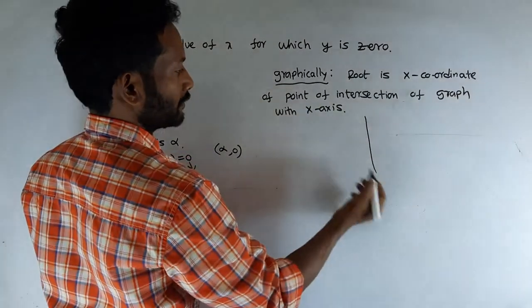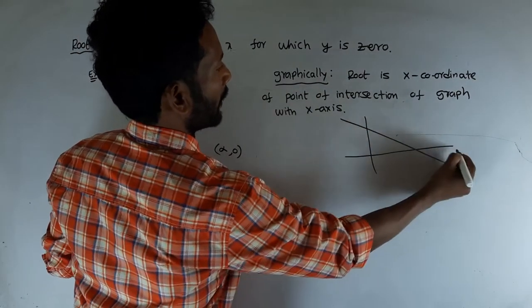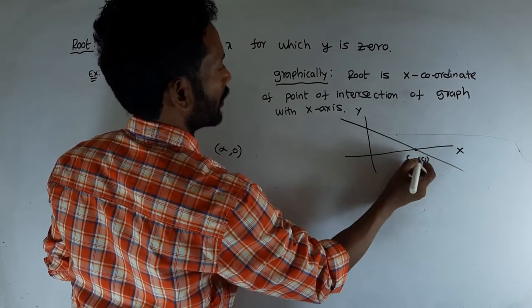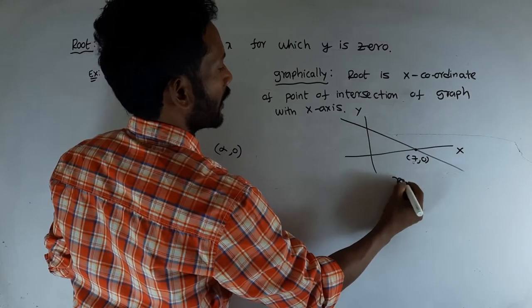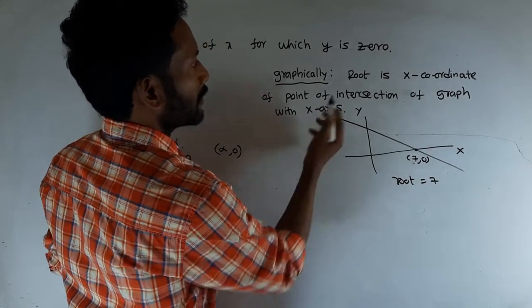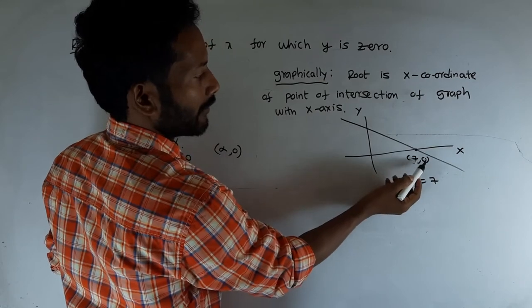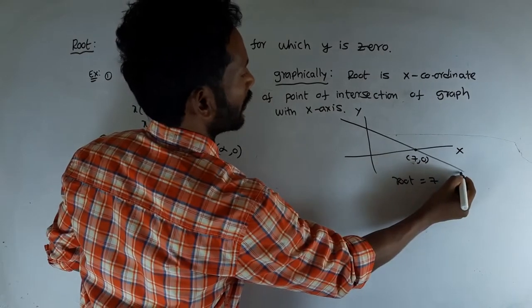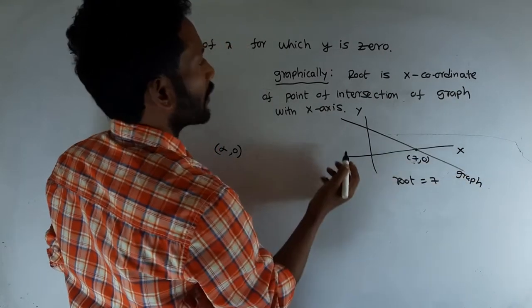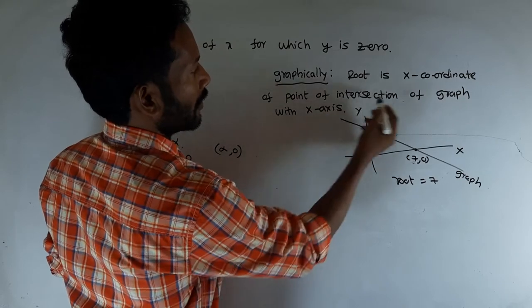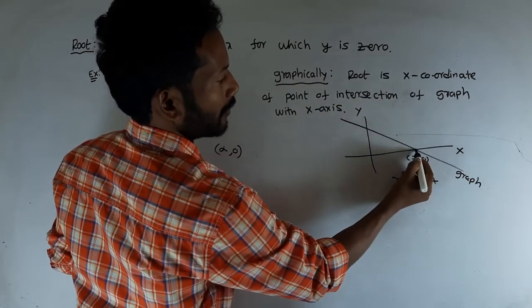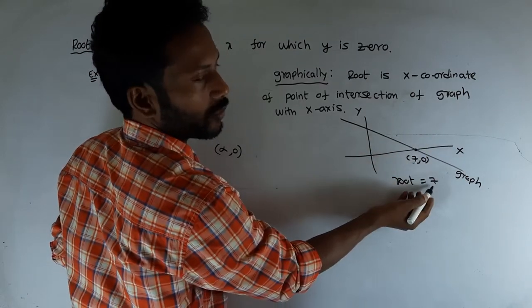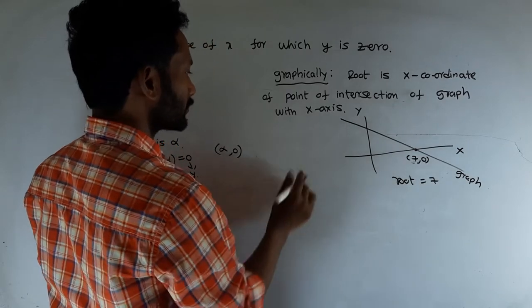For example, x-axis, y-axis. This point is 7 comma 0. So what is the root here? Root equal to 7. So root is the x coordinate. X coordinate is 7, y coordinate is 0. This is the graph, and this is the point of intersection of the graph with the x-axis. So this is the point 7 comma 0. The x coordinate is the root. What is the x coordinate? 7. Root is 7.